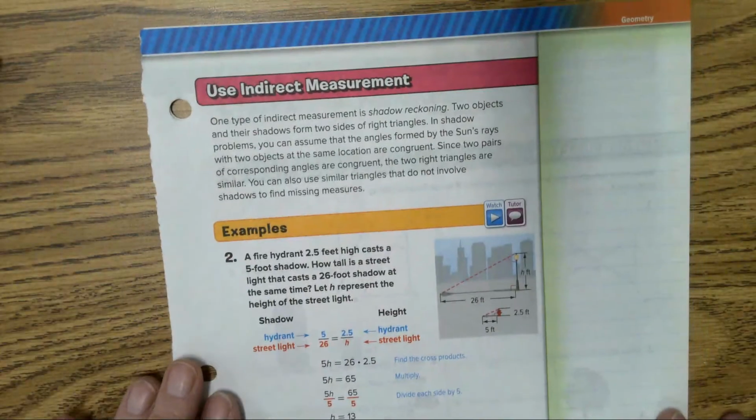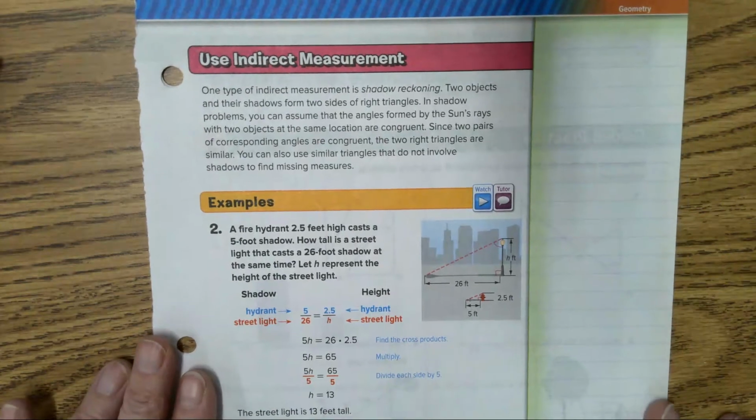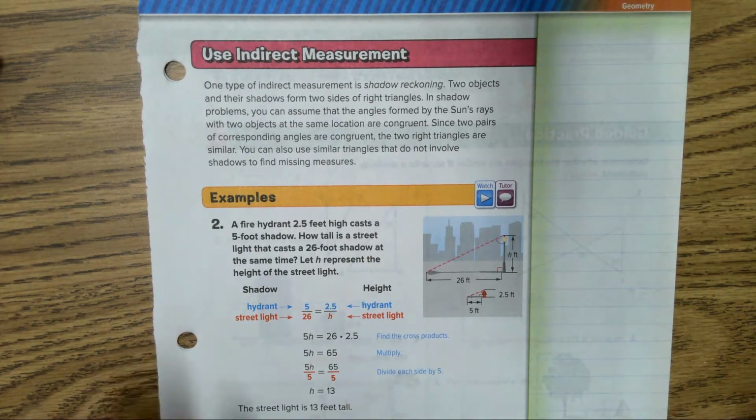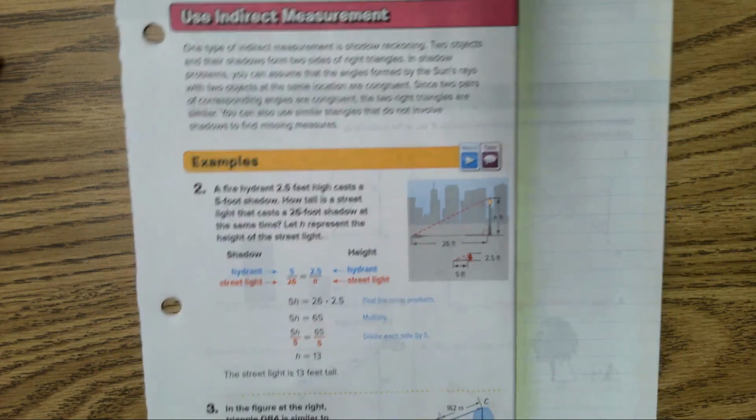Use indirect measurement. One type of indirect measurement is shadow reckoning. 2 objects and their shadows form 2 sides of a right triangle. In shadow problems, you can assume that the angles formed by the sun's rays with 2 objects at the same location are congruent. Since 2 pairs of corresponding angles are congruent, the two right triangles are similar. You can also use similar triangles that do not involve shadows to find missing measures too. Okay, so let's look at the shadow measurement here in number 2.